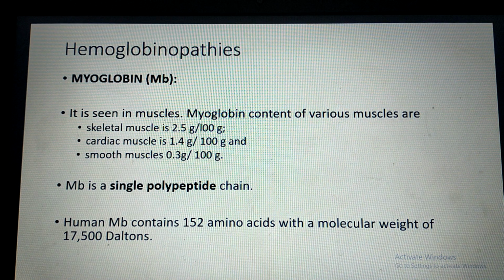Good morning, students. Today's topic is myoglobin. Myoglobin, as the name suggests, is present in muscles. Myoglobin content of various muscles is different.